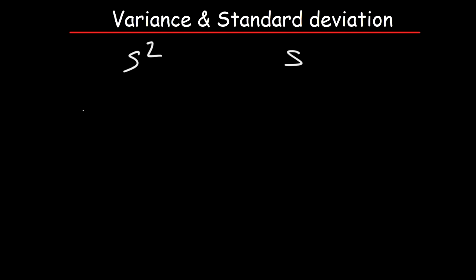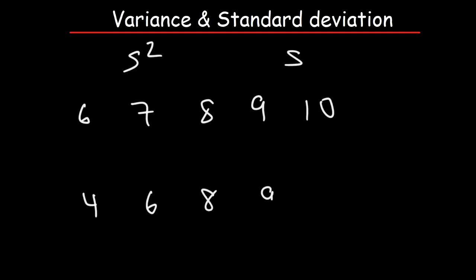Let's say we have the first list of numbers, 6, 7, 8, 9, 10. And let's compare it to another list of numbers, 4, 6, 8, 10, and 12. So which list has a higher standard deviation? Is it the first one on the top or the second one on the bottom? It's going to be the second one.